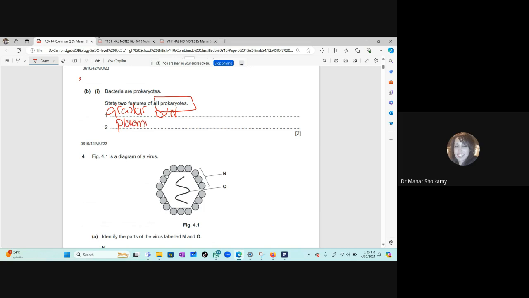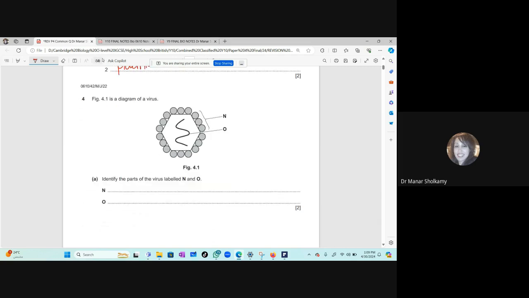Now the virus and the viral structure. What is N and what is O? What is N? Protein coat. Yes, it's called the protein coat, the capsid if you want to know its name. And what is O? mRNA. Excuse me? What is O?